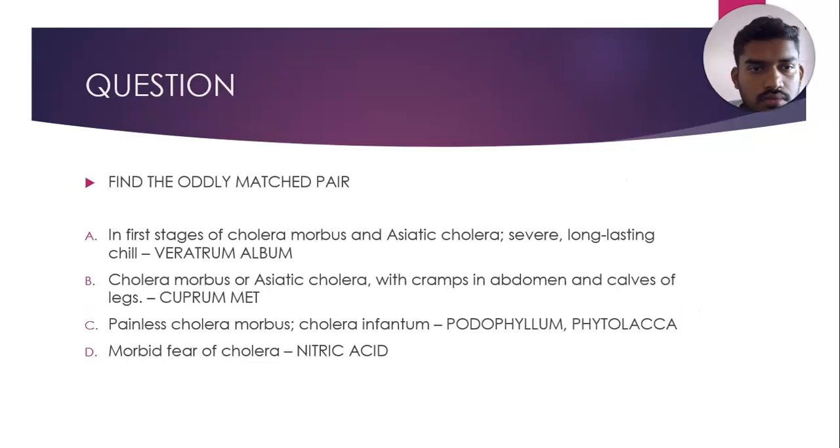So the next one. Find the oddly matched pair. Okay, important question. In first stages of cholera morbus and Asiatic cholera, severe long-lasting chill. It's not Veratrum album, it is camphor. Cholera morbus and Asiatic cholera with cramps in abdomen, cough, that is Cuprum metallicum, that's true. Painless cholera morbus, cholera infantum, podophyllum and phytolacca, that is again true. And morbid fear of cholera you can see in nitric acid.